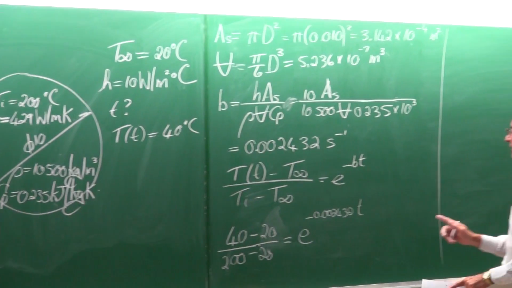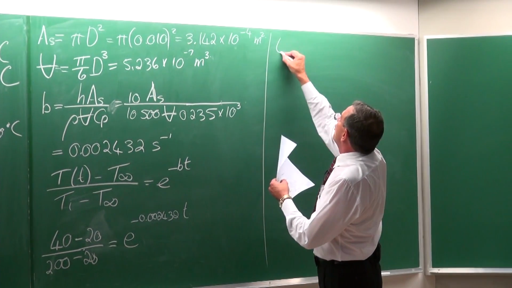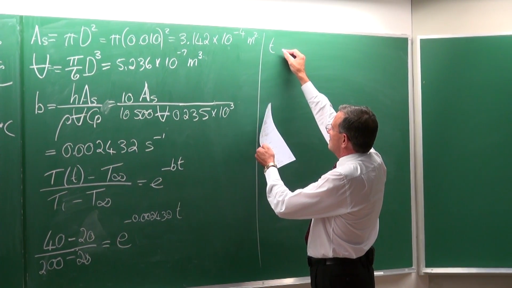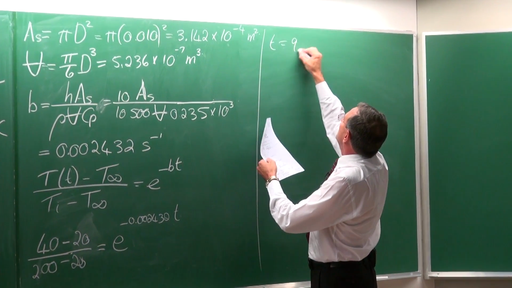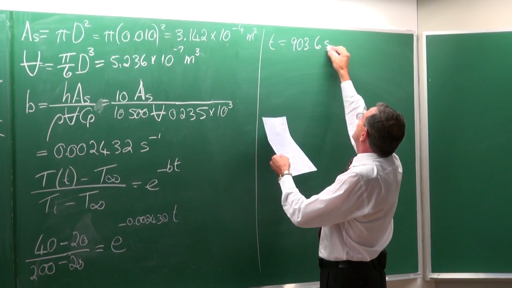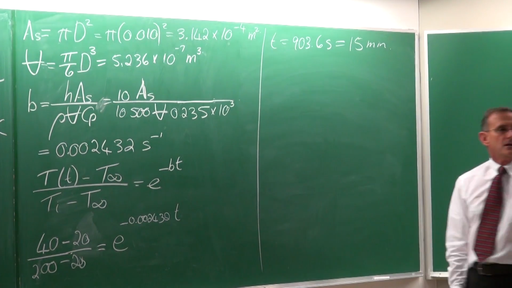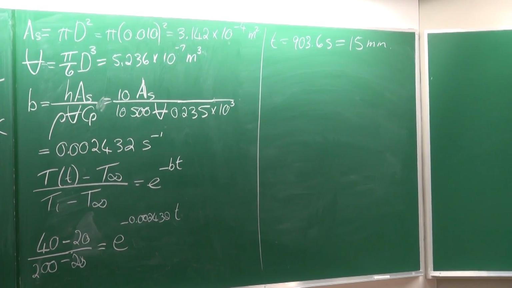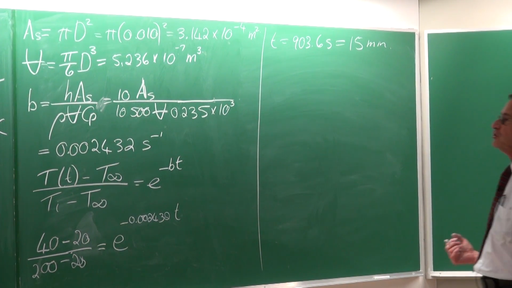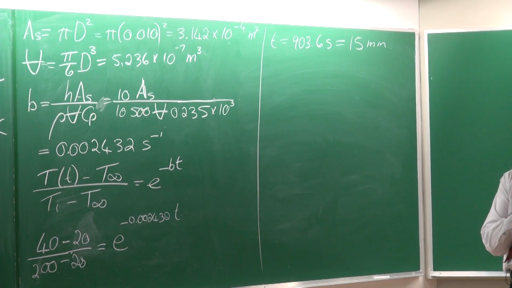Okay. Right, so t we can solve then as equal to 903.6 seconds, and that works out as 15 minutes. So it will take 15 minutes for the ball bearing temperature to decrease from 200 degrees Celsius to 40 degrees Celsius.